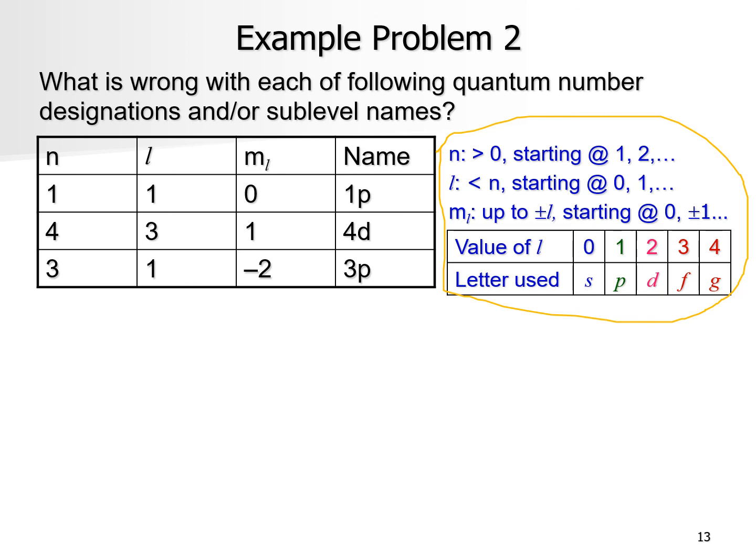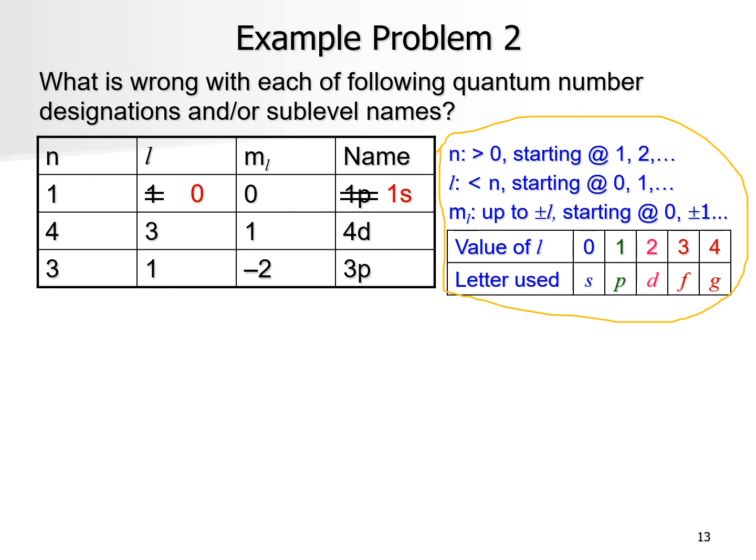Okay, now I'm going to put these rules aside. So let's see what's wrong with those combinations of the quantum numbers and the name. If n equals 1, we understand l cannot be 1, because l can never be the same value as n. So that makes the l value 0, because this is the only value that is allowed. So for l equals 0, the letter would be s. So that is 1s.